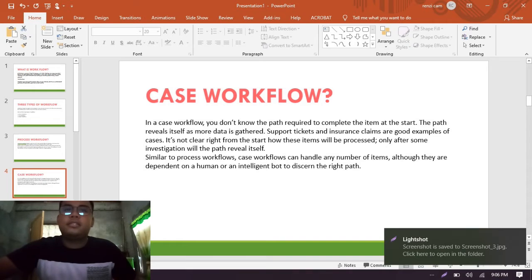And the second is case workflow. In case workflow, you don't know the path required to complete the item at the start. The path reveals itself as more data is gathered. Support tickets and insurance claims are good examples of cases. It is not clear right from the start how these items will be processed. Only after some investigation will the path reveal itself. Similar to process workflow, case workflow can handle any number of items, whether dependent on humans or intelligent systems, to discern the right path.